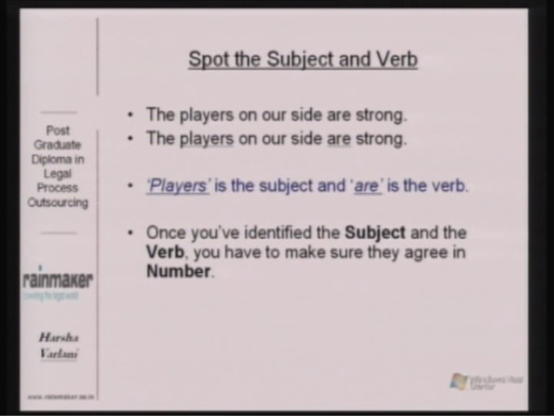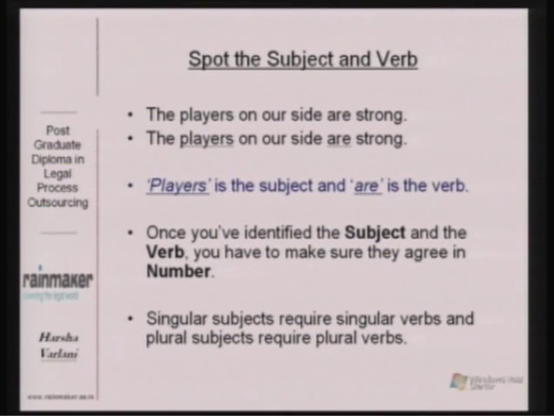Once you have identified the subject and the verb, you have to make sure that they agree in number. Singular subject, singular verb; plural subject, plural verb. The basic rule: there are 13 different rules which help you understand subject-verb agreement. I will be taking the basic rule with you, which will help you start understanding the other rules. Please note, singular subjects require singular verbs and plural subjects require plural verbs.